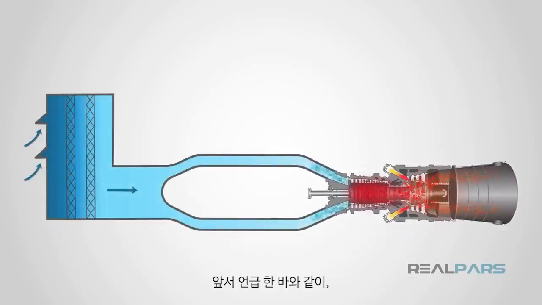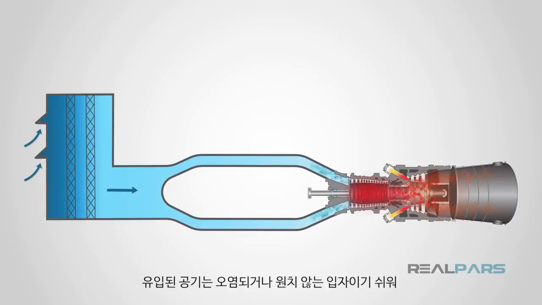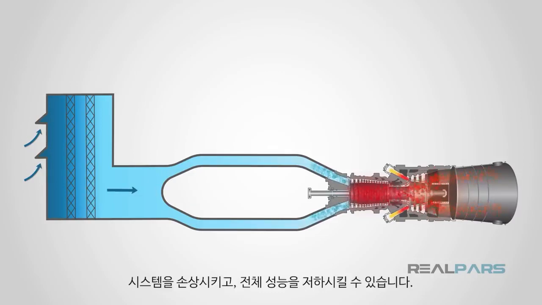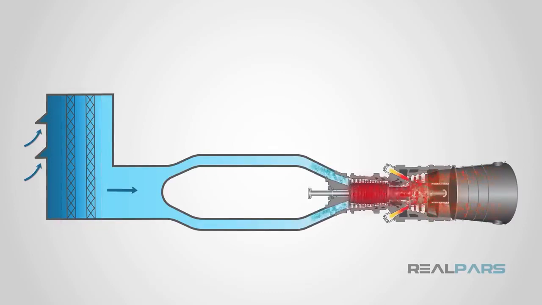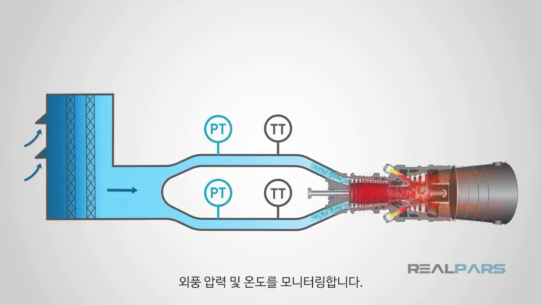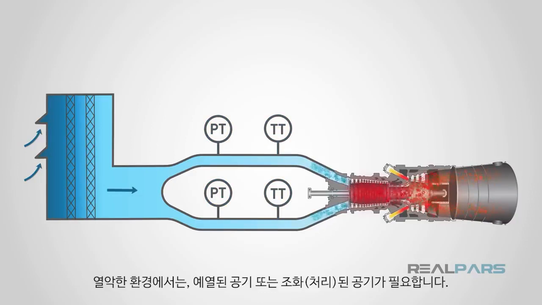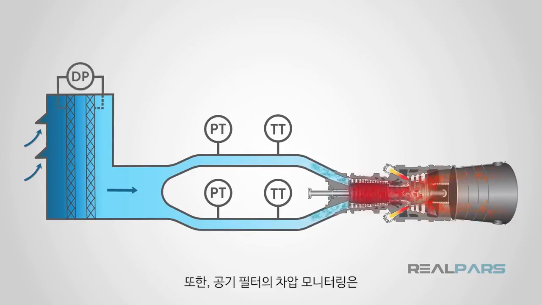As I mentioned earlier, air is let into the gas turbine through an air intake. The air is prone to contamination or having some unwanted particles which can harm the system and degrade the overall performance. The screening and filtration are basic requirements for incoming air. Also, proper instrumentation is mounted on the air duct to monitor the draft pressure and temperature. In harsh environments, the air might need to be preheated or conditioned. Also, differential pressure monitoring of air filters will warn the turbine operator of filter clogging.